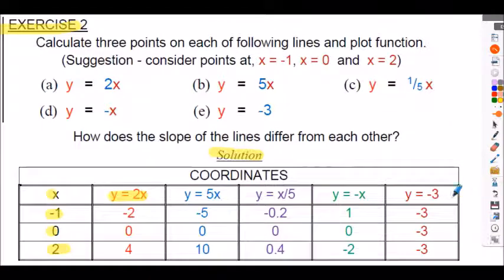Just note for reference that when the equation was y is equal to negative 3, then the y values are always negative 3. That's a horizontal line passing through negative 3 on the vertical axis. In other words, there is no x term in that equation.